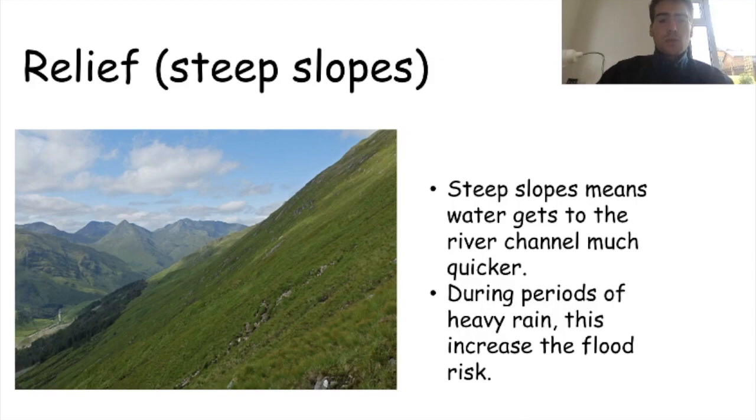And the last one, I talked about it then in the video, relief. Steep slopes means water gets to the river channel much quicker during periods of heavy rain. This increases the flood risk. So all of the things I've talked about, the human causes and the physical causes, it's all about how quick water gets to the river. If water gets to the river quicker, there's going to be more chance of a flood happening.